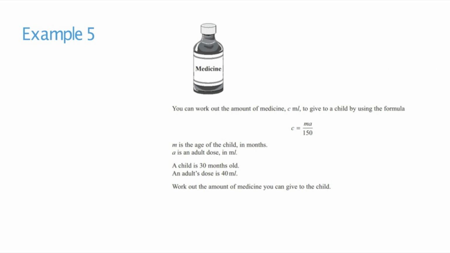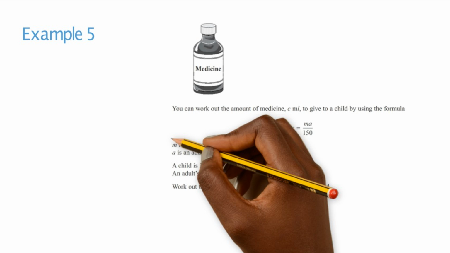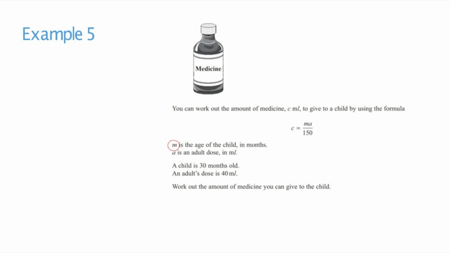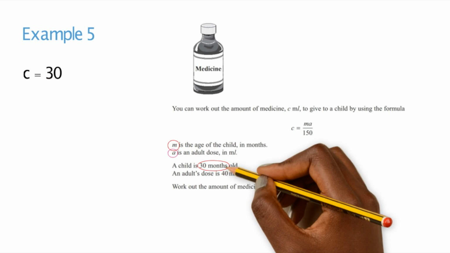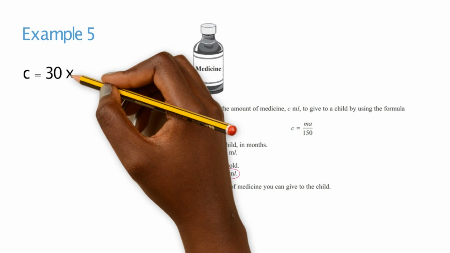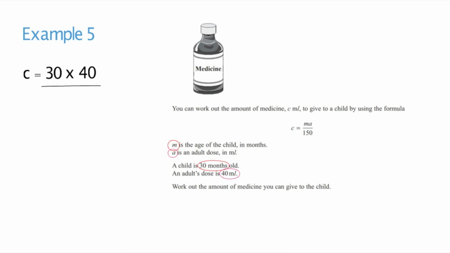And example 5. Here we've got a worded question, but it's still using the same concept. I'm going through this to show that once you apply the same rule, you also get the same answer. So in this equation, it says m is equal to the months. So I've circled m for months, right? If c is in the equation, it says c is equal to ma over 150. So we've written the months. It says a is equal to 40 mils. So rather than ma, it will be 30 times 40 over 150. Then all we need to do is work that out. So that would be 1,200 over 150. And that would give you an answer of 8 mils.